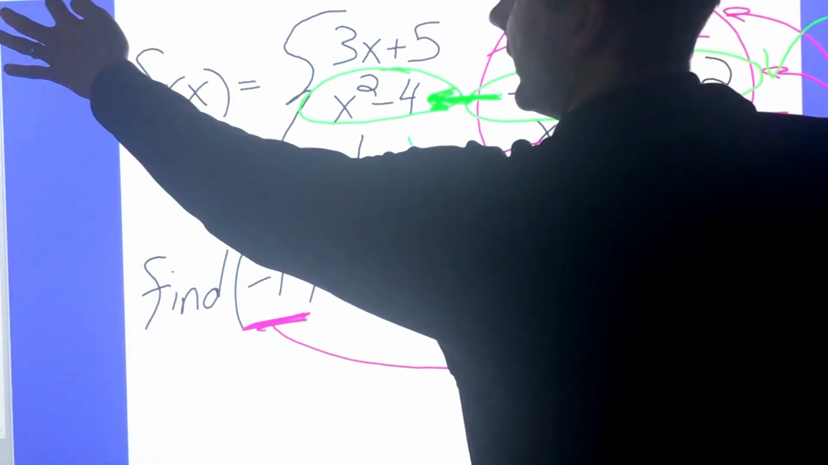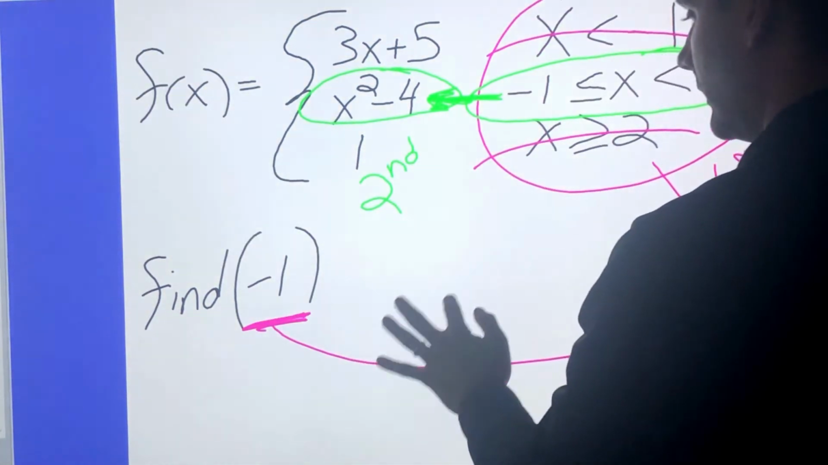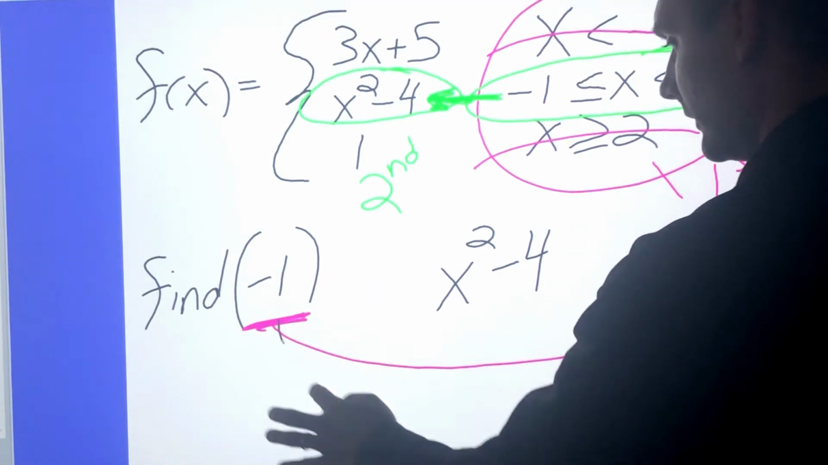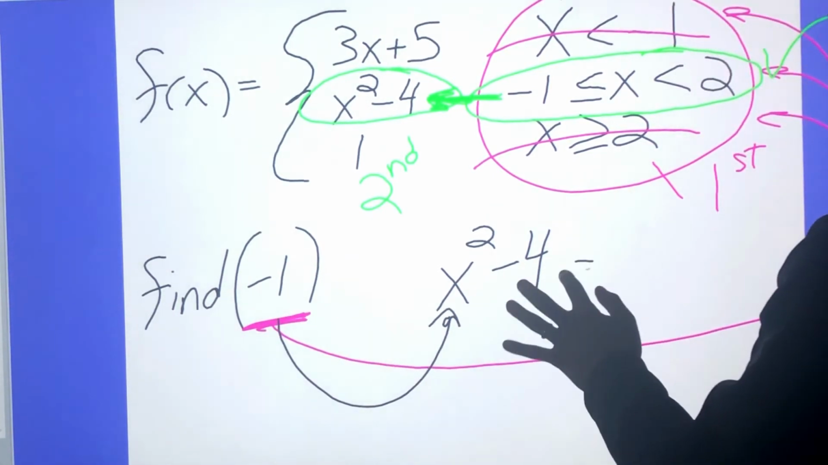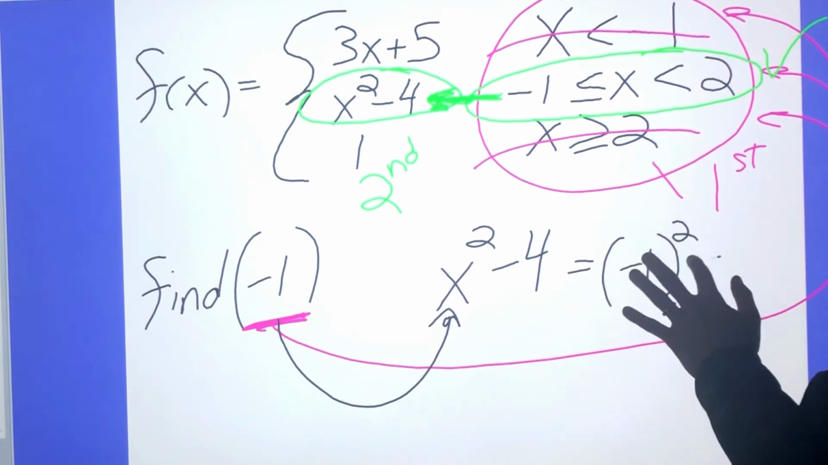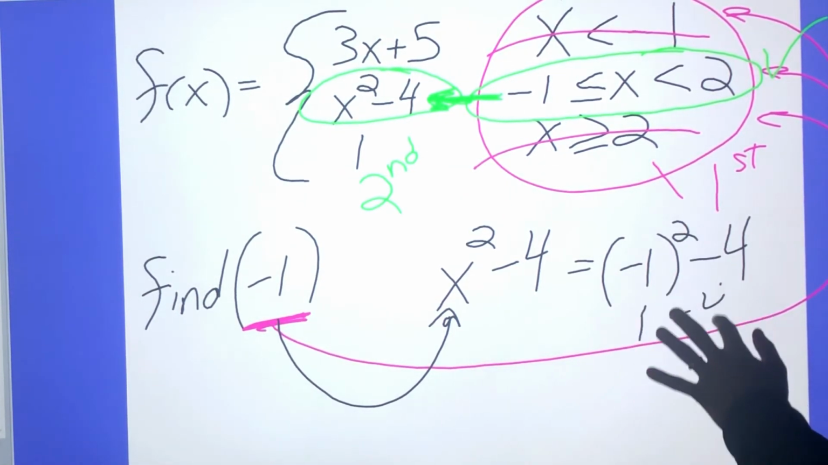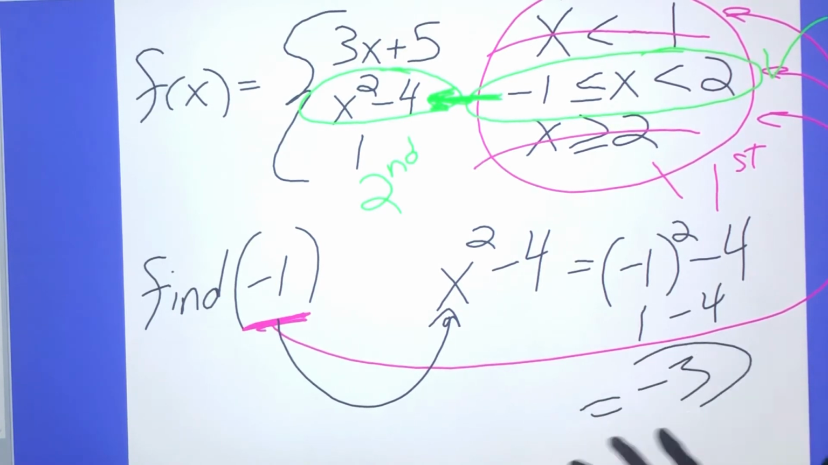So I'm going to take my x squared minus 4 and plug in -1 for x. So now I'm going to plug it into here. So -1 squared minus 4. -1 squared is a positive 1, minus 4. And that equals -3.